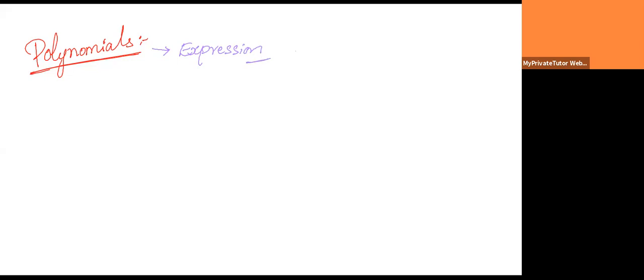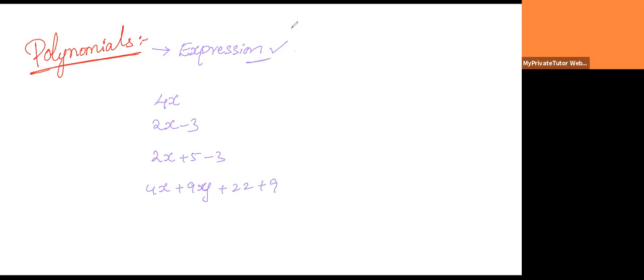What do you mean by a polynomial? It's a kind of algebraic expression. But how does it differ from an expression? What do you mean by an expression? It's a combination of terms, right? One term, two terms, three terms, four terms, and so on. We might have 5 terms, 6 terms, 10 terms, it depends.